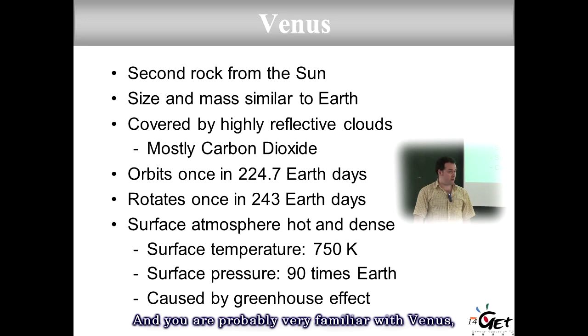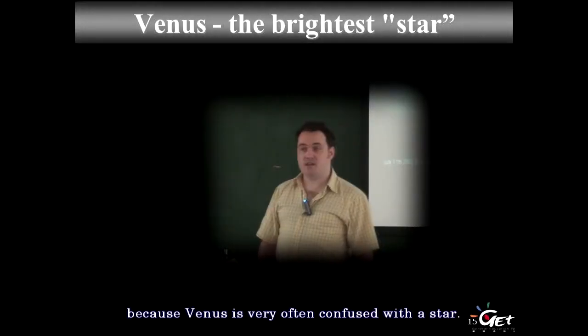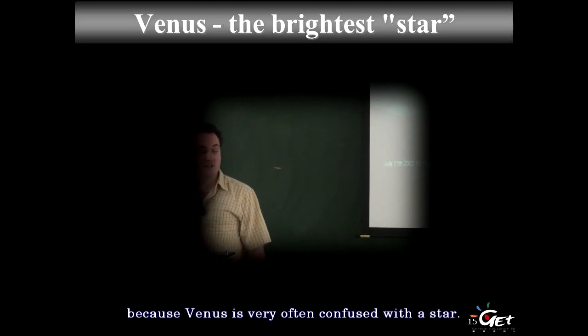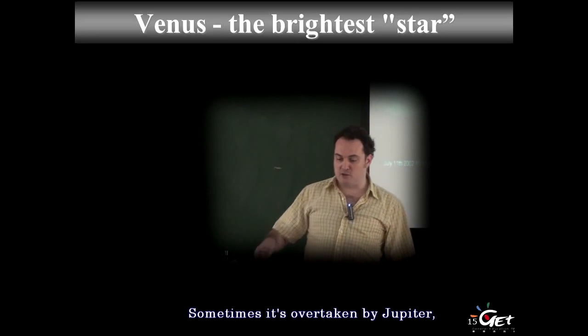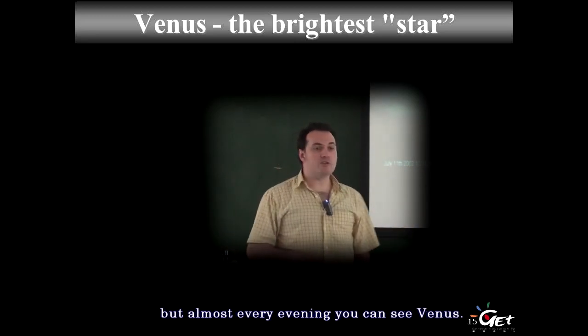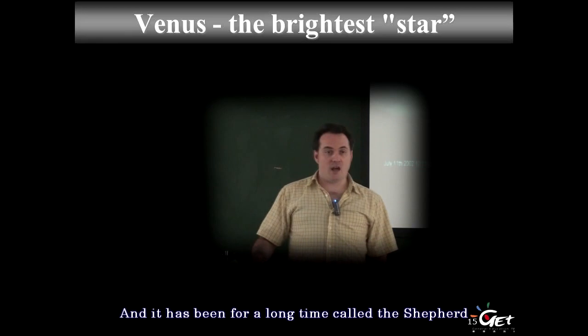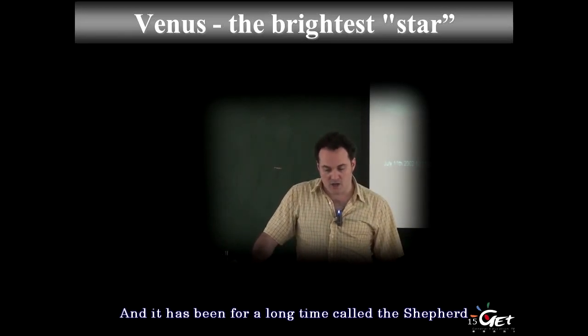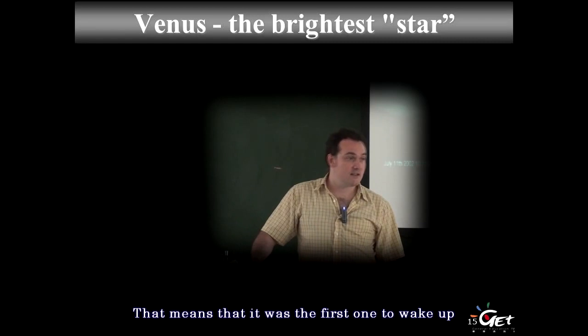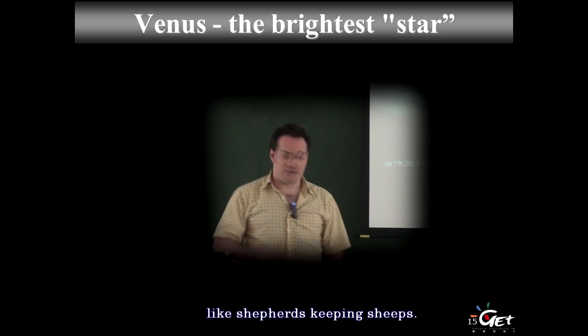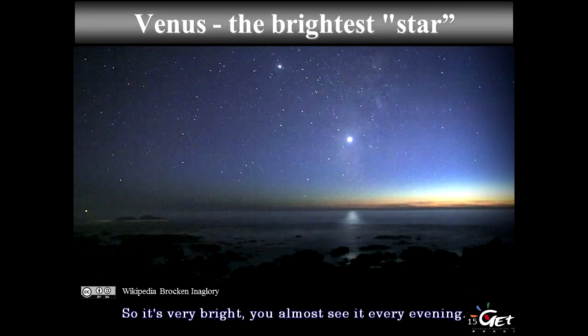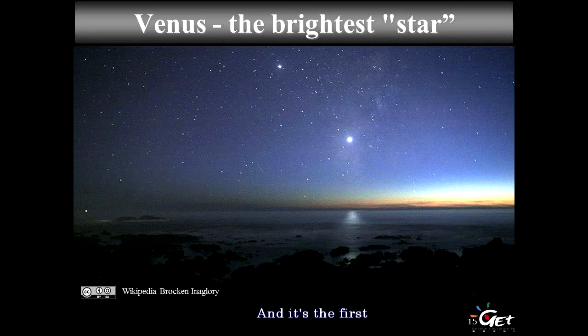And you're probably very familiar with Venus, because Venus is very often confused with a star. It's the brightest star in your sky, more or less. Sometimes it's overtaken by Jupiter, but almost every evening you can see Venus. And it has been for a long time called the Shepherd Star. That means that it was the first one to wake up and the last one to go to bed, like shepherds keeping sheep. So it's very bright, you almost see it every evening, and it's really the first star you see on the sky. Usually it's actually Venus.